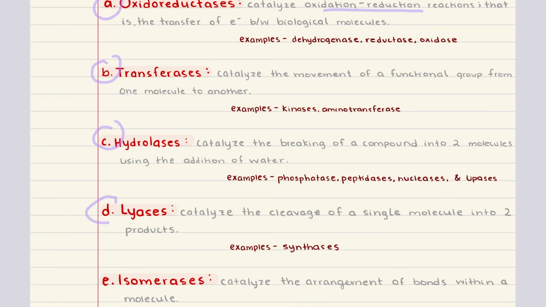Fourth, we have lyase. These catalyze the cleavage of a single molecule into 2 products. Now, these cleave bonds without the use of water or redox chemistry, and they often generate a double bond or a ring structure in the process. Again, I want to emphasize, the key here is that they break bonds without water.